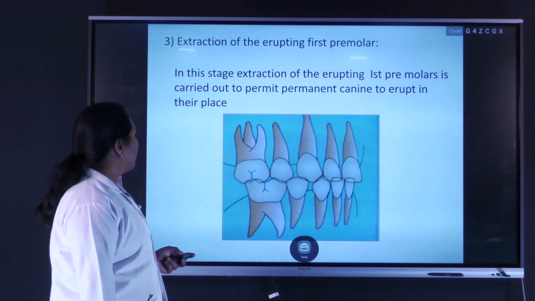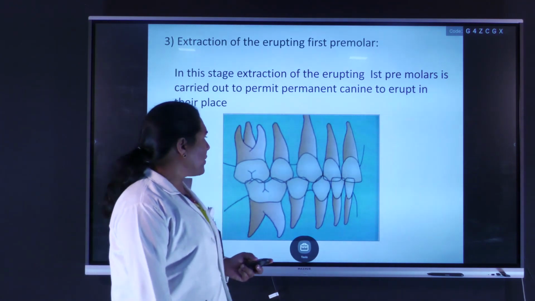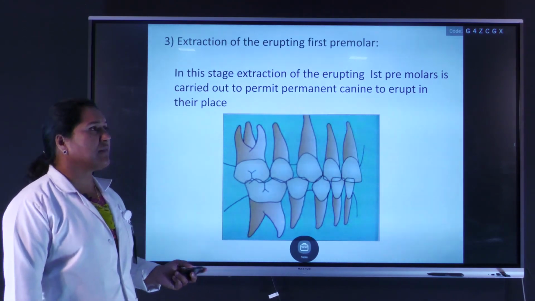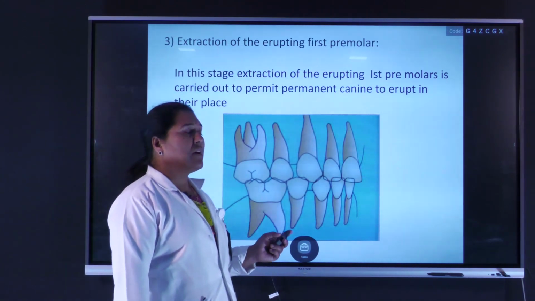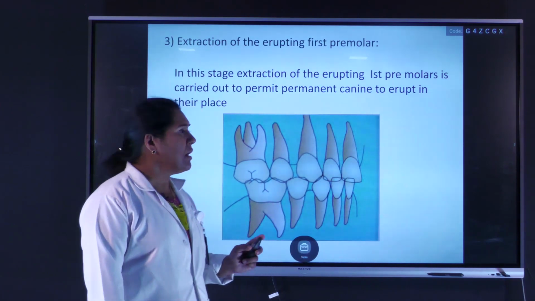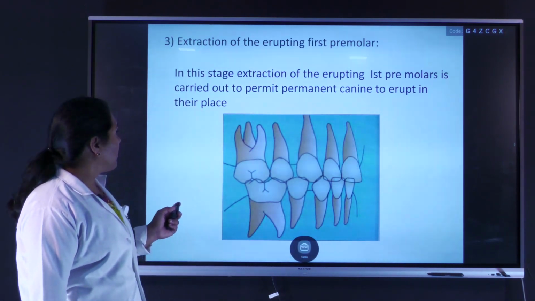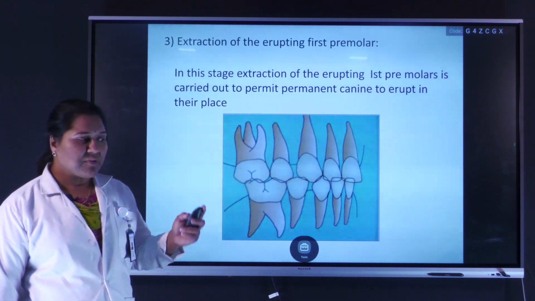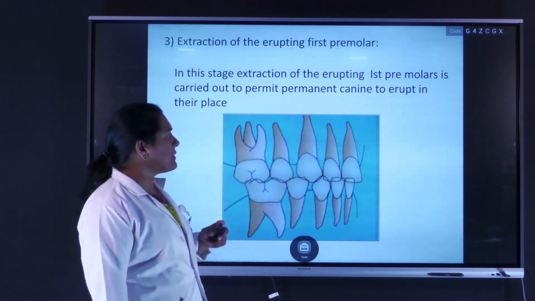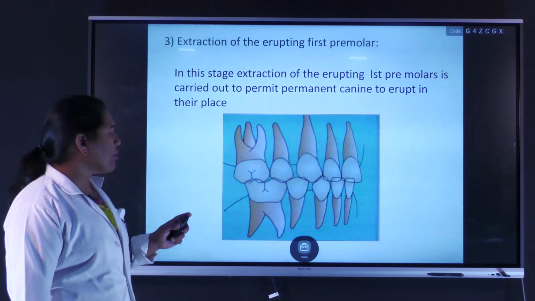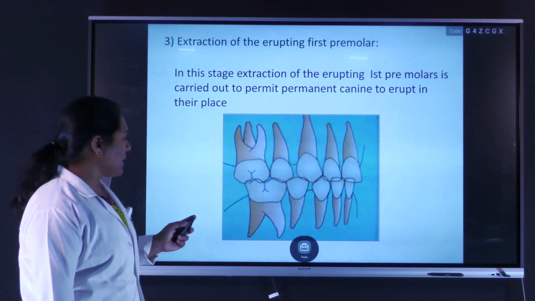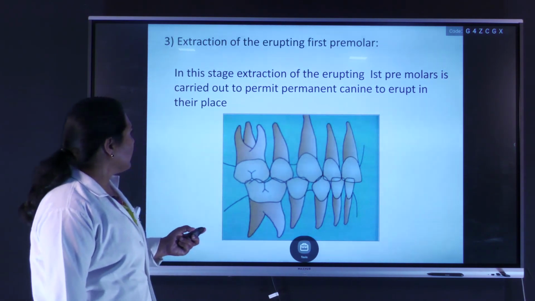in their place. So now what we are doing, after removing C and D, that is the first deciduous canine and the first deciduous molar, in this stage we are going to remove the erupting first premolar. Whatever first premolar is allowed to erupt, that also we are going to remove. So, what is the main intention here? In order to let the permanent canine erupt in their place.